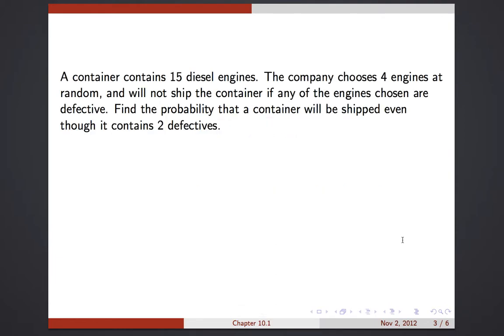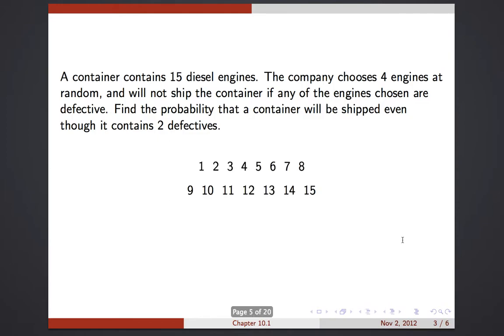Okay, so here is the problem. There are 15 engines total, and the company chooses a sample of size 4, and if any of the engines are defective, they won't ship. So find the probability that the container does ship, even though there are 2 defective engines in there.